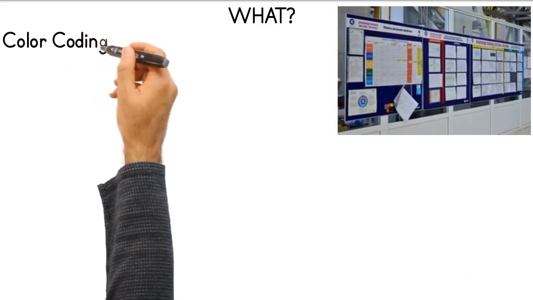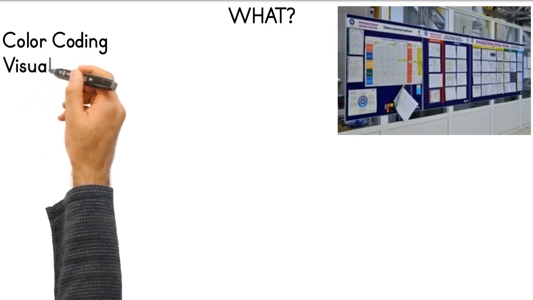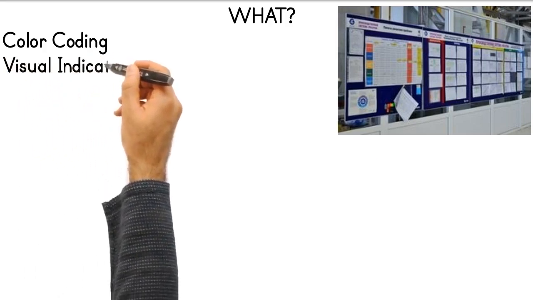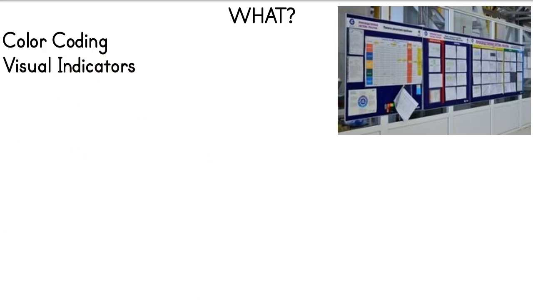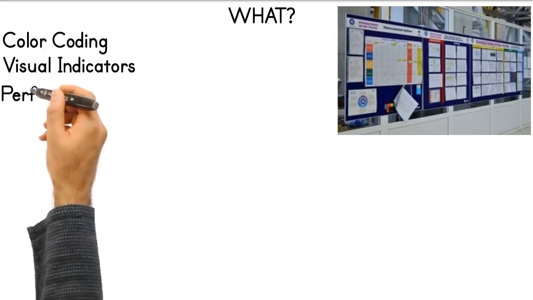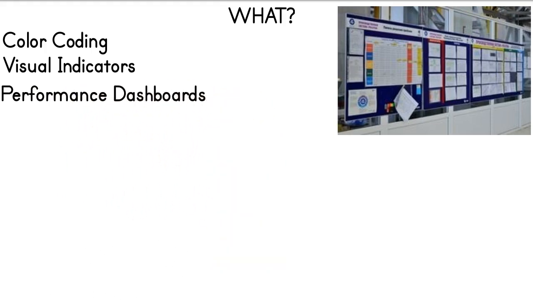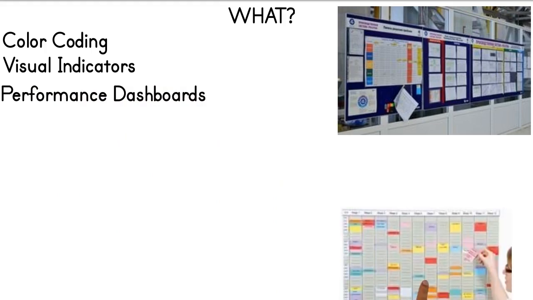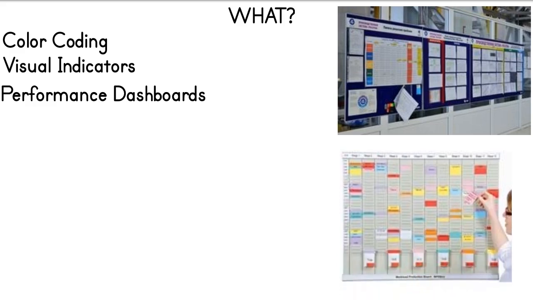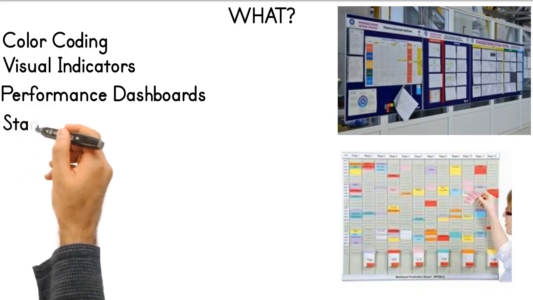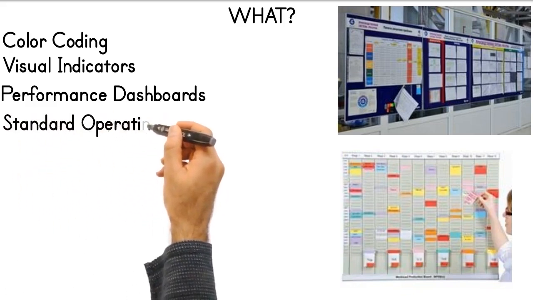Key components of visual management include color coding, using colors to indicate the status of a task, e.g., green for on track, red for problems. Visual indicators. These can include visual markers such as signals, lights, or gauges that display real-time status updates. Performance dashboards. Display boards or monitors showing performance metrics, key performance indicators, or progress toward goals.